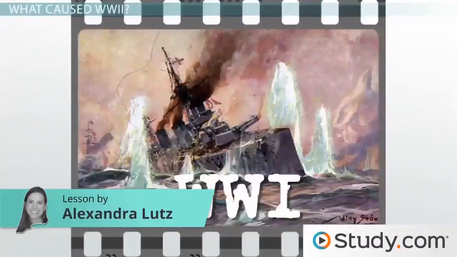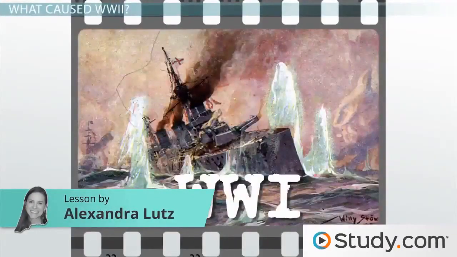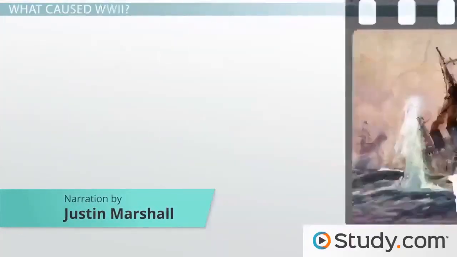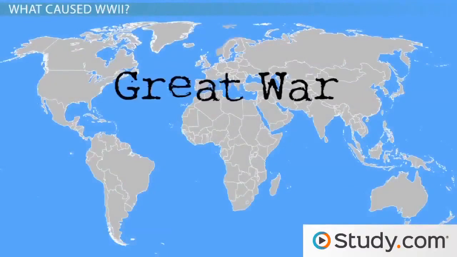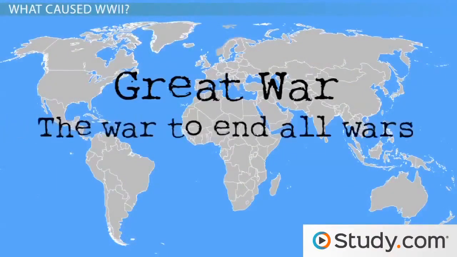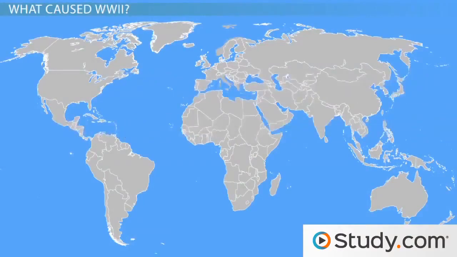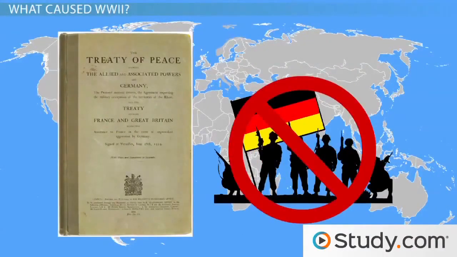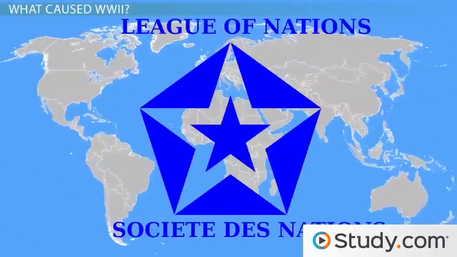To analyze the causes of World War II, we need to look back to World War I. People across the world have said that the Great War, as it was called at the time, was the war to end all wars. At its conclusion, the punishing Treaty of Versailles was supposed to have rendered Germany completely impotent. The League of Nations was formed to prevent future wars of aggression.